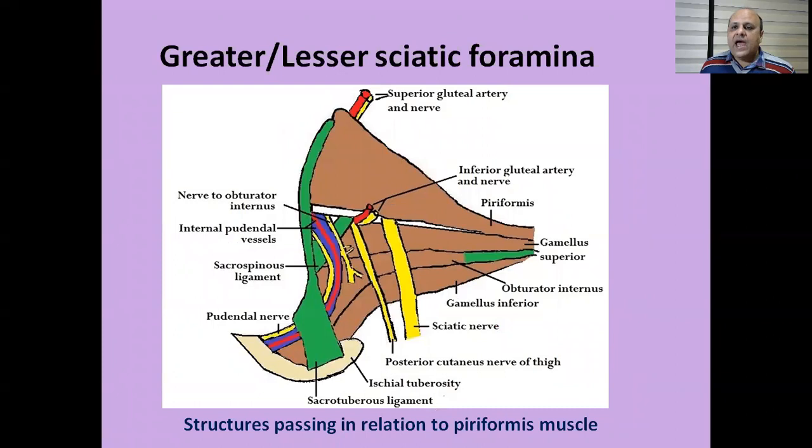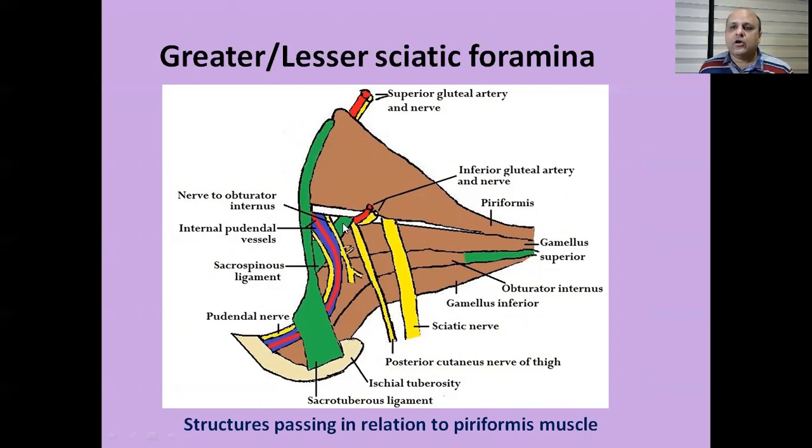Then we have here in the gluteal region the greater sciatic notch. The greater sciatic notch is called the gateway of the gluteal region. Below it lies the lesser sciatic notch. The greater and lesser sciatic notches are converted into foramina by the sacrotuberous and the sacrospinous ligaments. This is the sacrotuberous ligament extending from the sacrum to the ischial tuberosity. This is the sacrospinous ligament.